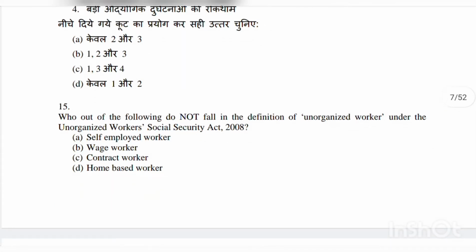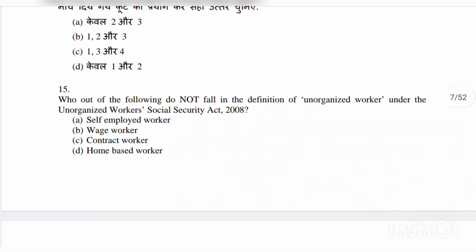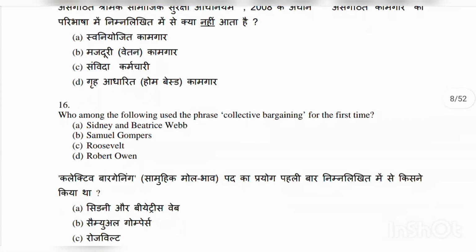Which of the following do not fall in the definition of unorganized sector under the Unorganized Sector Social Security Act 2018? The answer is none of the above. All of them fall under the definition of unorganized sector: self-employed worker, wage worker, contract worker, home-based worker.